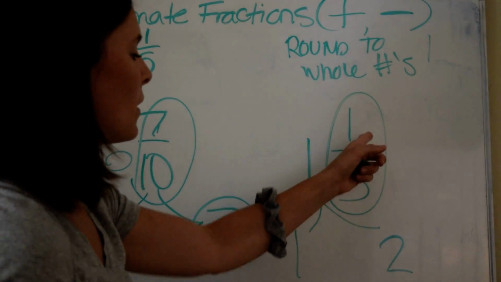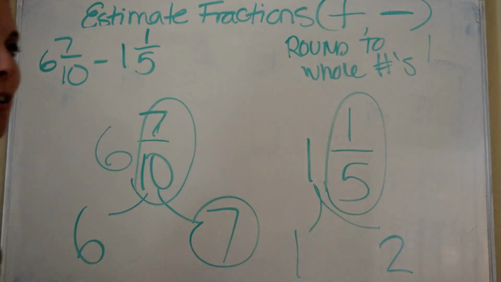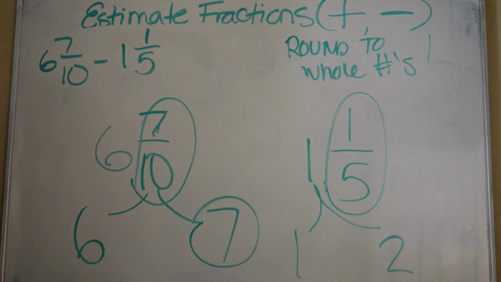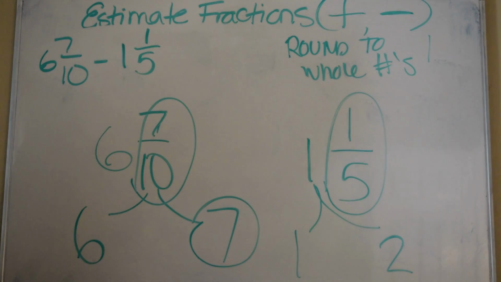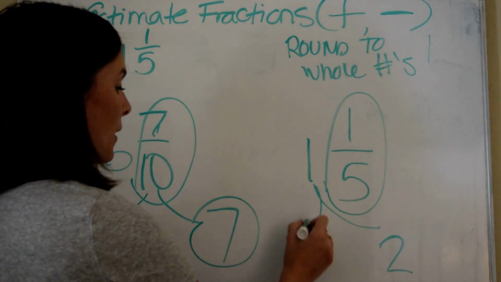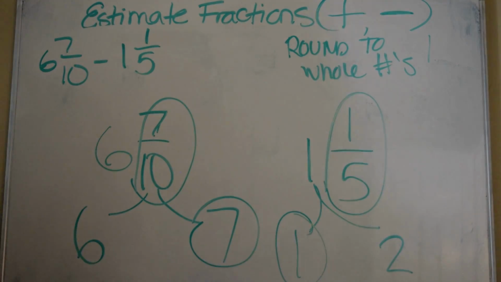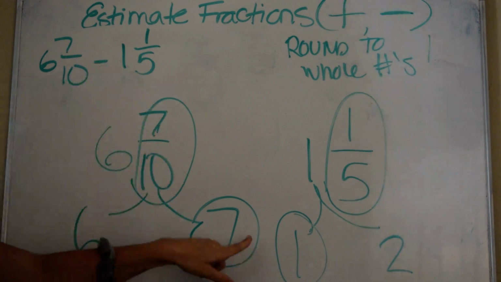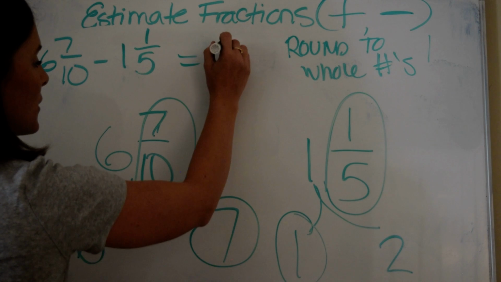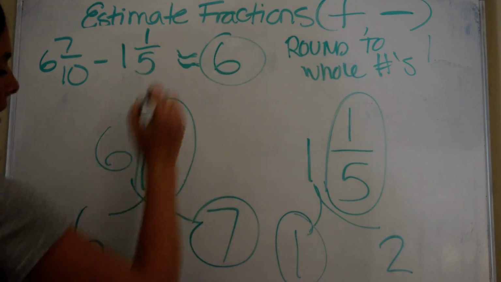What if I have 1 out of 5? Well, 1 out of 5 is way closer to 0 out of 5. It's further away to get 5 out of 5. So I know this is going to round down to a 1. And then you would take the operation, which is subtraction, and say, okay, what is 7 minus 1? Our answer would be a rounded answer of 6.